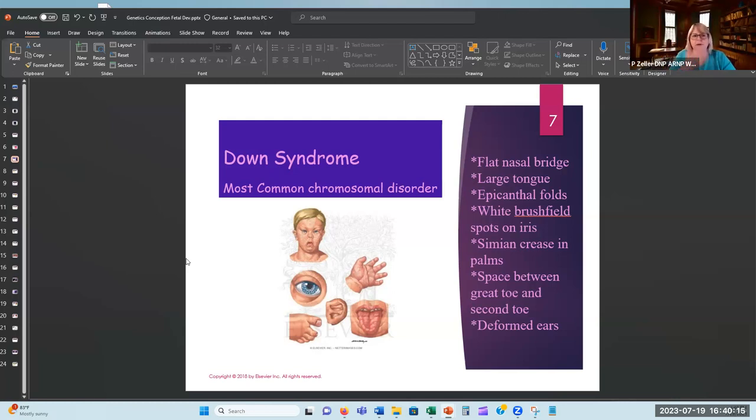So some typical characteristics that you'll see right at birth: a very flat nasal bridge, very flat nose. Their eyes are slanted and they have a fold right here, the epicanthal folds. They have white spots on their iris, and those are called Brushfield spots. Their palms have what's called a simian crease. There's a picture of it there, and there are pictures in your book. Their tongues are larger, and they tend to protrude a little bit. Their ears might be misshapen. And between the first great toe and the second toe, there's a space. So those are some common manifestations of Down syndrome.